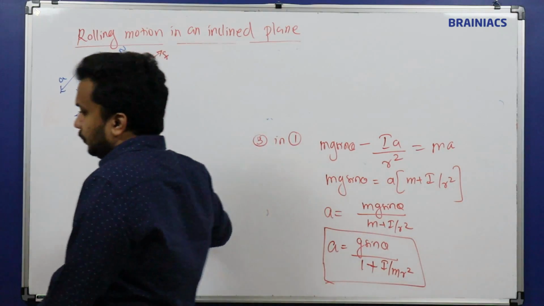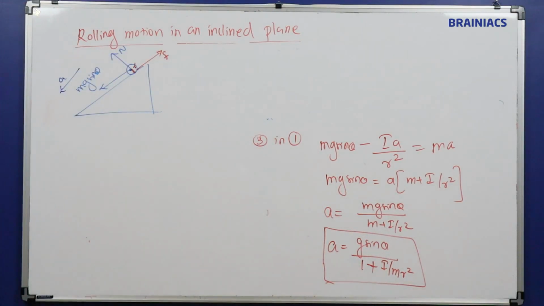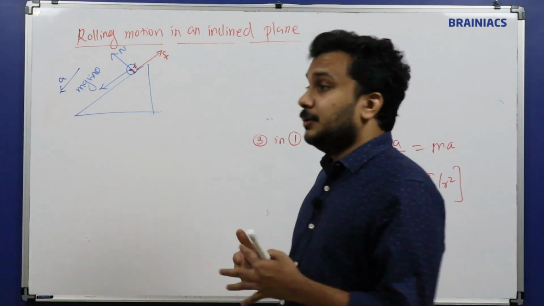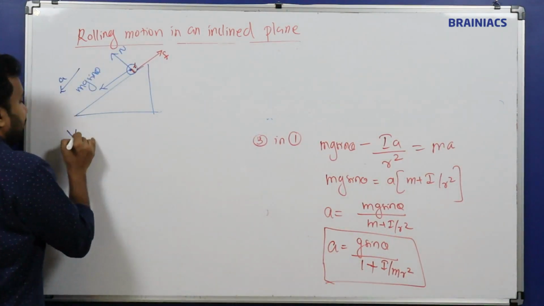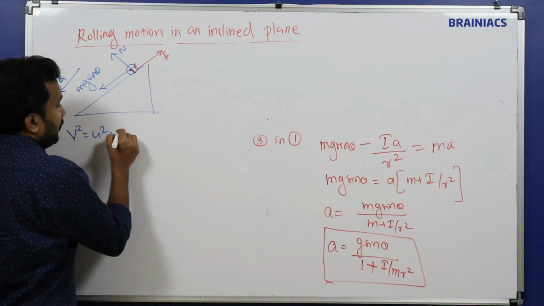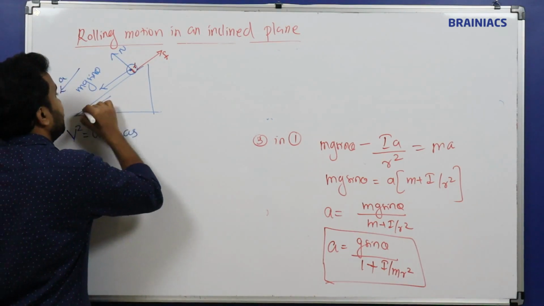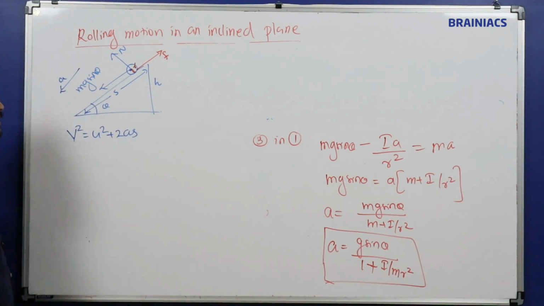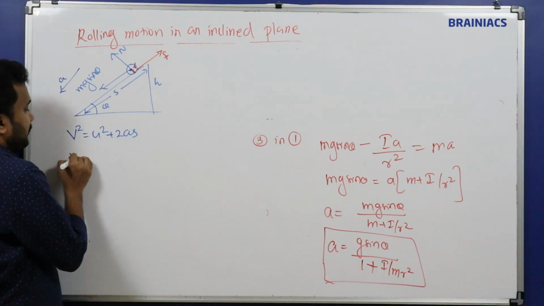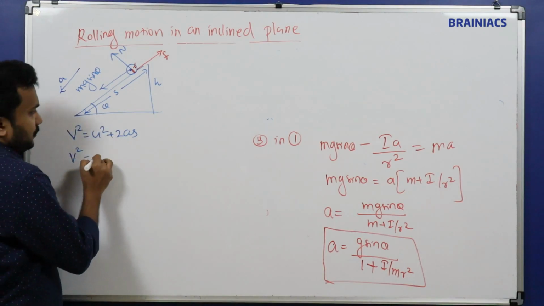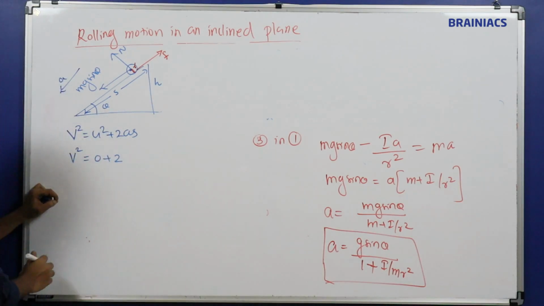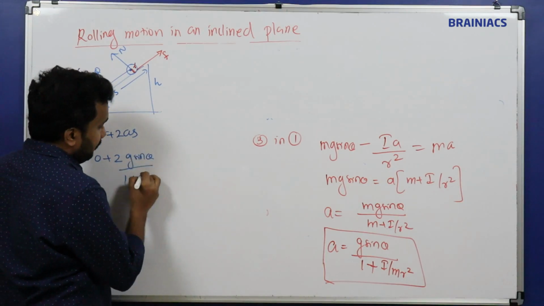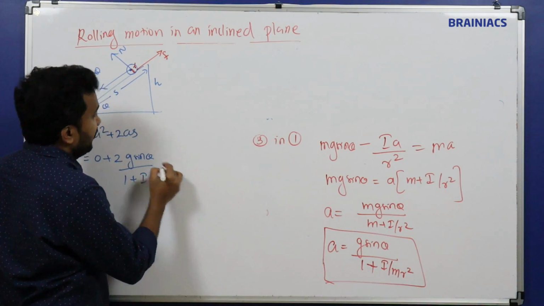Okay, now we know translatory motion plus rotational motion will be equal to rolling motion. So we know one translatory motion equation, v square equal to u square plus 2as. S means this distance, this is the height, and this angle theta. So v square means final velocity, starting from rest, so u is 0. 2 into acceleration is what? Yes, it's given, g sin theta divided by 1 plus I by mr square.